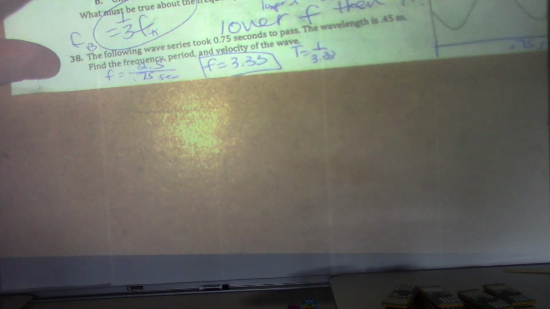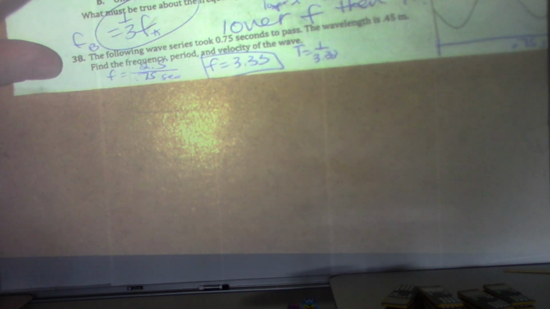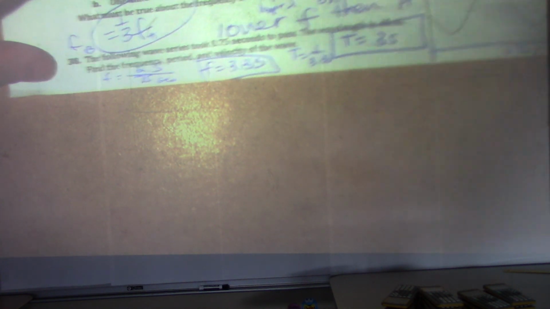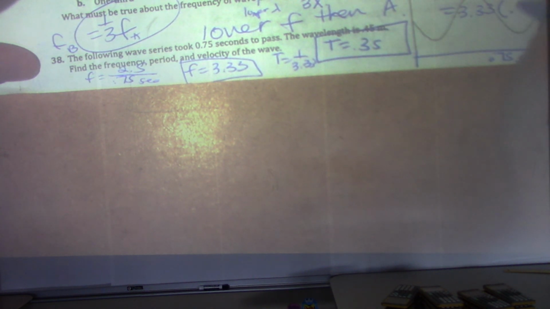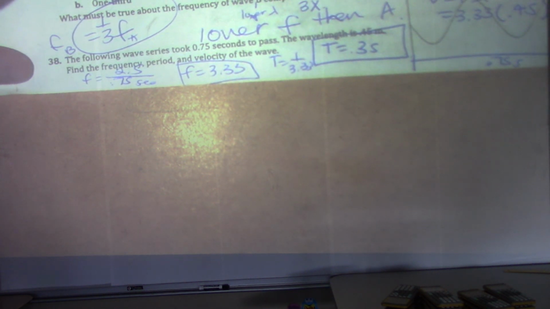So it's going to be a frequency of 3.33 hertz. Period is just 1 over that. That's going to be a period of 0.3 seconds. And then velocity equals f times wavelength. Frequency is 3.33. I gave you the wavelength. It says the wavelength is. So now you just multiply and you get like 1.5 meters per second.